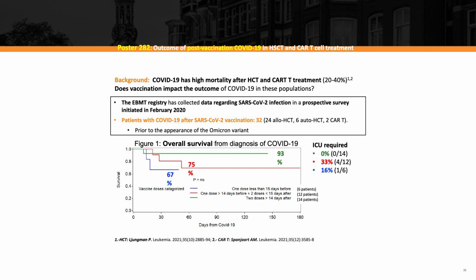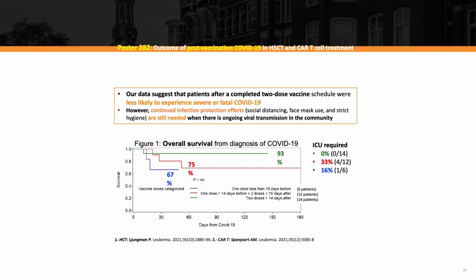who had 2 doses of vaccine, and more than 40 days after the second dose, the survival was quite high, and none of them went to the intensive care unit. If you had less than 2 doses, or 2 with less than 14 days after the vaccination, and you get the infection, you have a higher mortality and also a higher requirement of intensive care unit. So this data suggests that those patients that are completely vaccinated, at least with 2 doses, are protected from the more severe forms of SARS-CoV-2. That is an important observation.